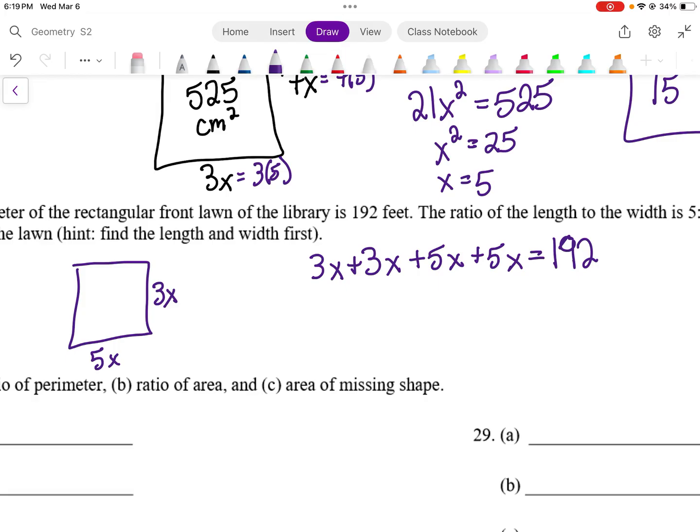Then you would simplify by combining your like terms, which would be 16x equals 192. And when we divide both sides by 16, the answer would be 12.